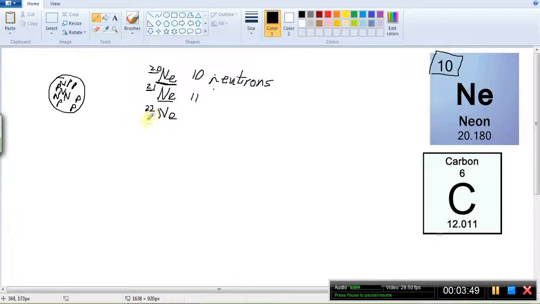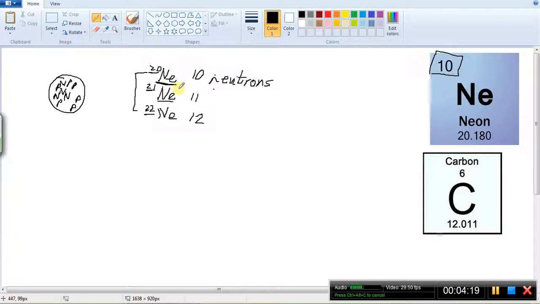Now we look at neon-22, we have an atomic mass of 22 with this atom of neon. We know still there's 10 protons, but it has an atomic mass of 22. So 10 plus what equals 22? We would have 12 neutrons in this neon atom. So these would be the different, what we call isotopes of neon. They're all still neon, they just have a different number of neutrons. So naturally occurring, there are 3 isotopes of neon.